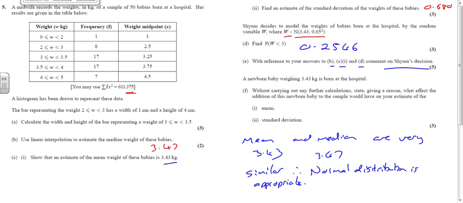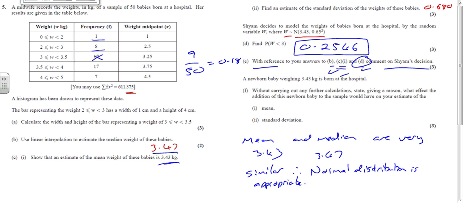Now, what we've done there is we used B, which is the median, and C part 1, which is the mean. So we've done that bit and that bit. Now we've got to comment on D, because it says you've got to reference all 3 parts. If we comment on D, what we've done is we've worked out the probability that the weight is less than 3 is 0.2546. So how do we reference that? Well, what is the probability that the babies are less than 3? There are 50 babies in total, and if we have a look, these were less than 3, these were less than 3, but these were all 3 or above. So there were 9 out of 50 babies that are actually less than 3. So 9 out of 50 equals 0.18.